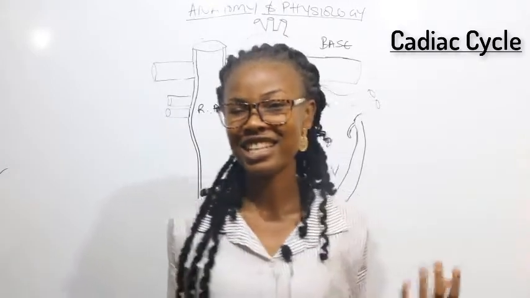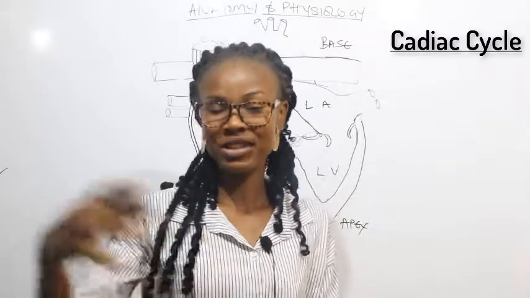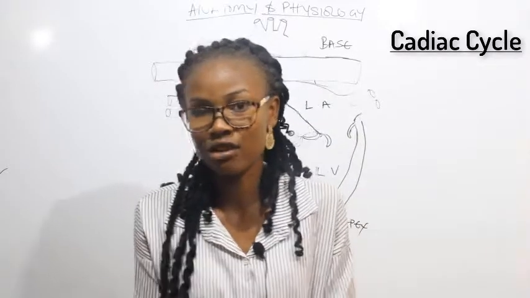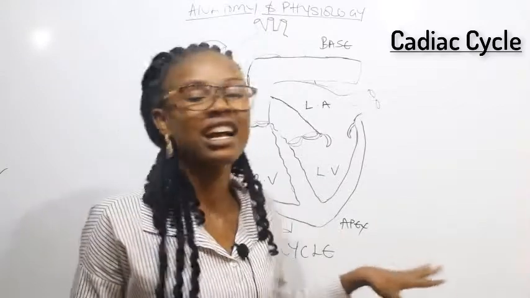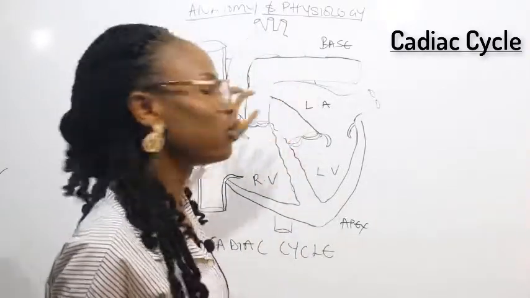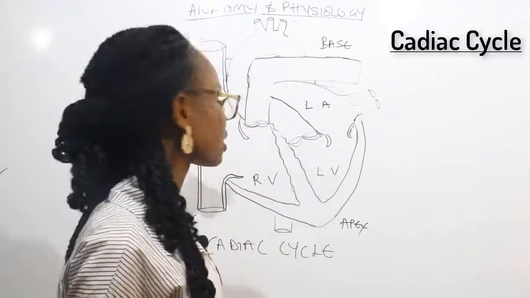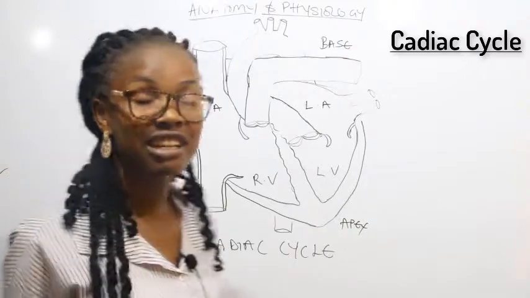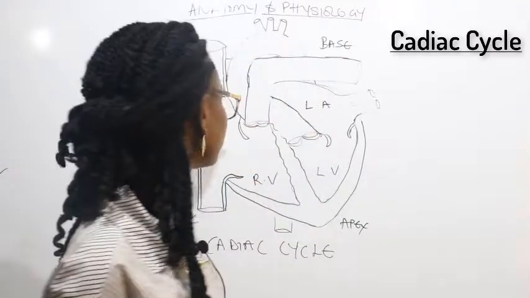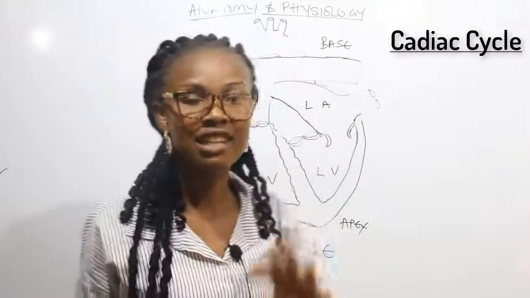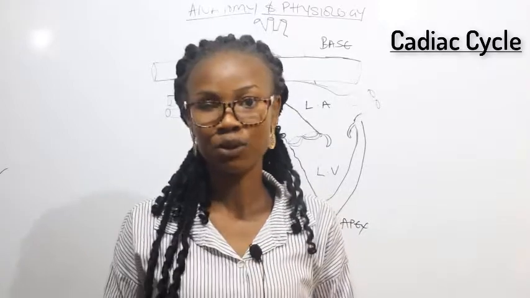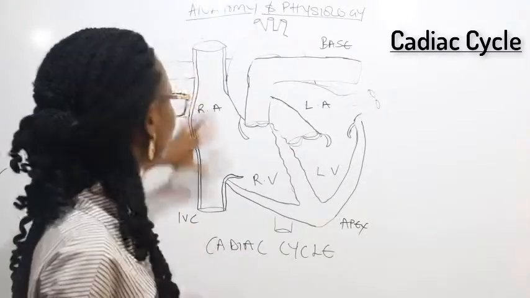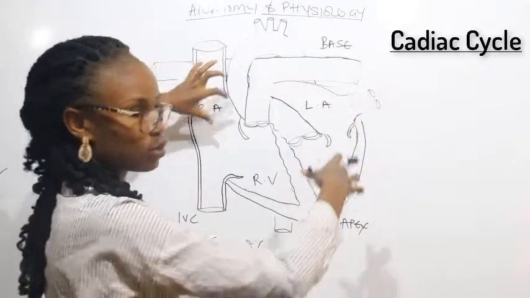I try to see the cardiac cycle as both the flow of blood and the conducting system all together. If I can understand the conducting system and the flow of blood, then I should understand the cardiac cycle. There are stages in the cardiac cycle: the atrial systole, the ventricular systole, and the whole cardiac diastole. Blood actually enters the heart through the right atrium and the left atrium.